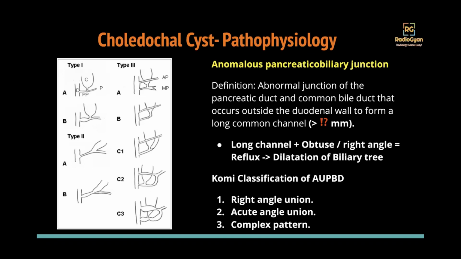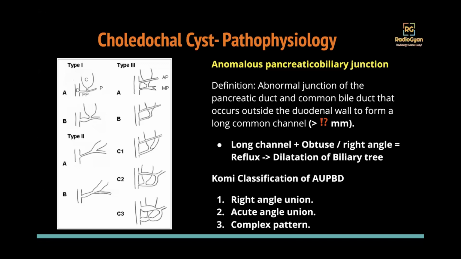The other interesting finding is that normally the pancreatic duct and CBD enter at an acute angle, which makes it difficult for pancreatic juices to reflux. But once the angle is obtuse or a right angle, it makes it easy for the pancreatic enzymes to reflux. So remember that an anomalous pancreaticobiliary junction is the pathophysiology responsible for choledochal cyst formation.